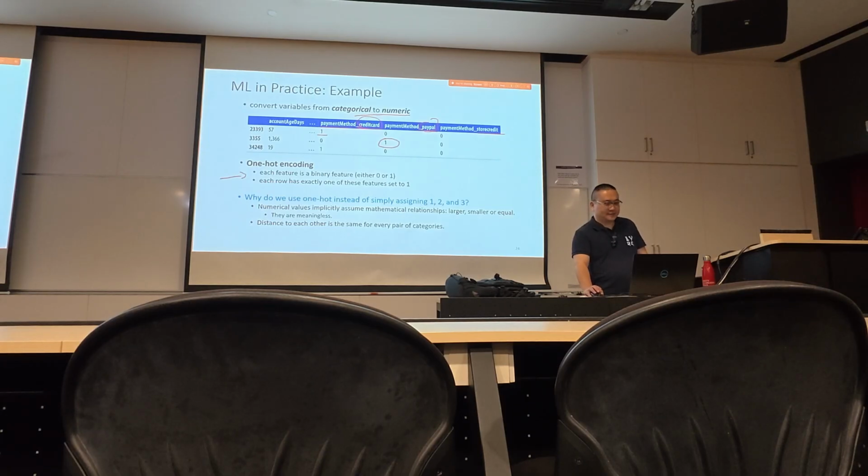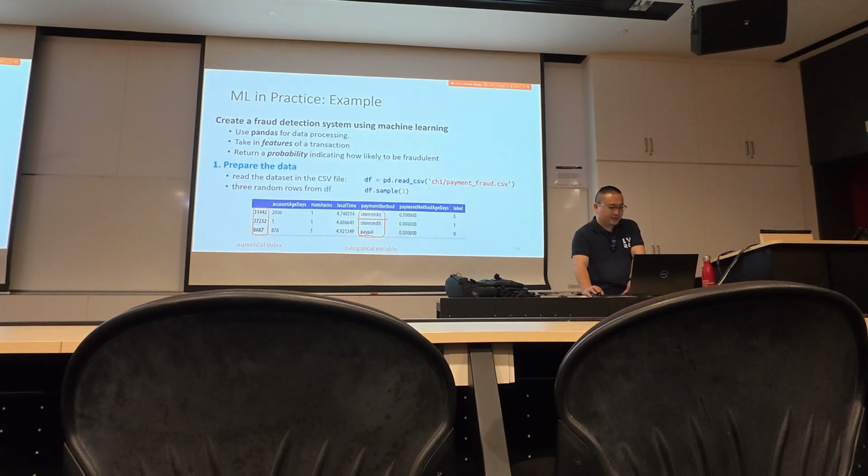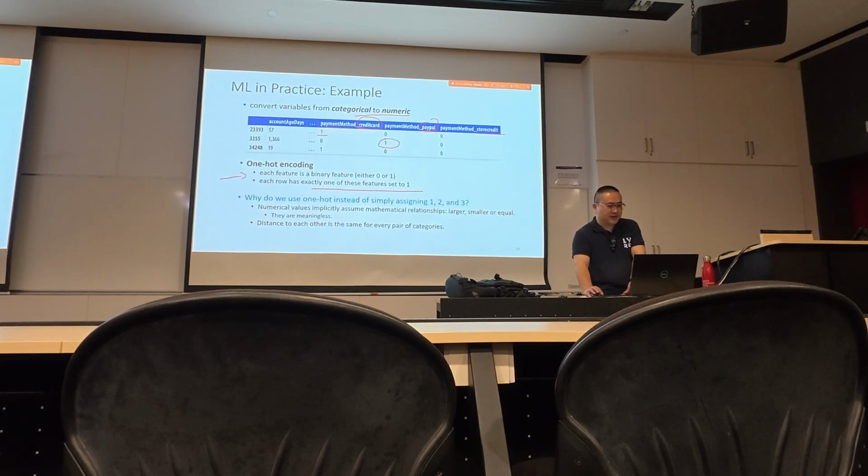And you can also notice that each row has exactly one of these features set to one. Because if we go back to the original values, we can see that for each record, we can only have one value. So it means that for each row, we can only have one value set to one, and the other values will be set to 0. This is one-hot encoding.